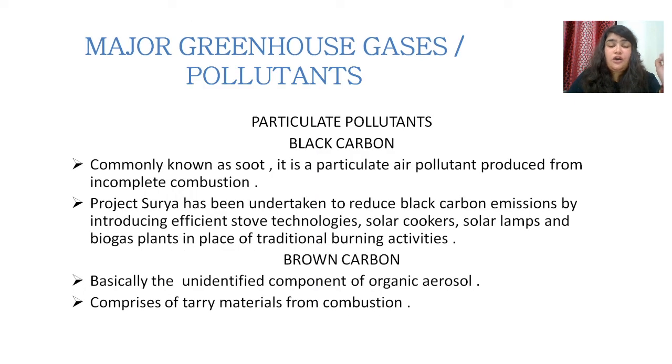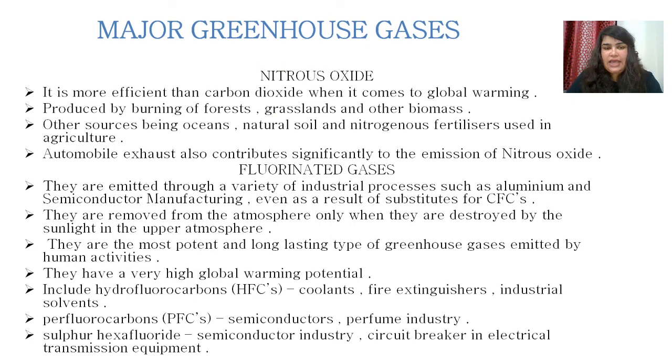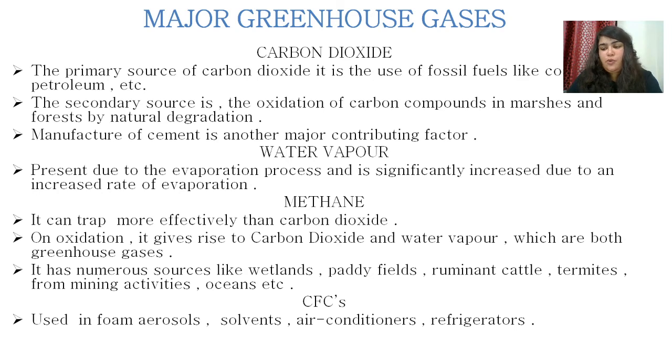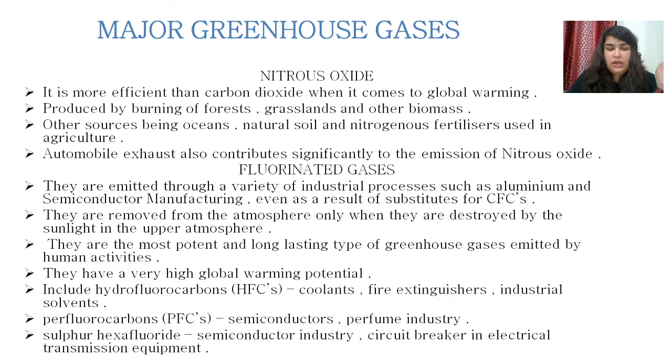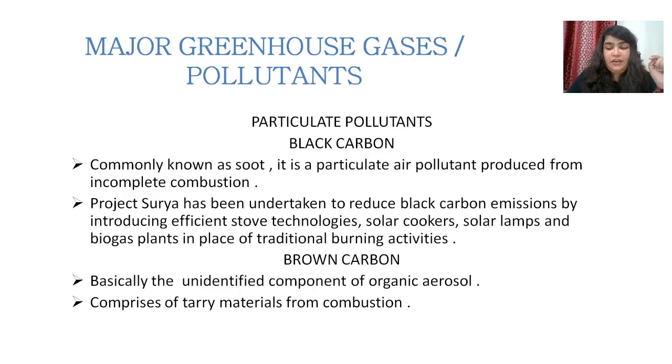Now we go on further and talk about the other greenhouse gases, right? The ones we spoke about, that is carbon dioxide, water vapor, methane, chlorofluorocarbons, nitrous oxide and other fluorinated gases, are primarily present. But when we speak about others, we have the particulate pollutants also, which have to be accounted for. What do we have here? Things like black carbon and brown carbon. Black carbon is commonly known as soot, right?